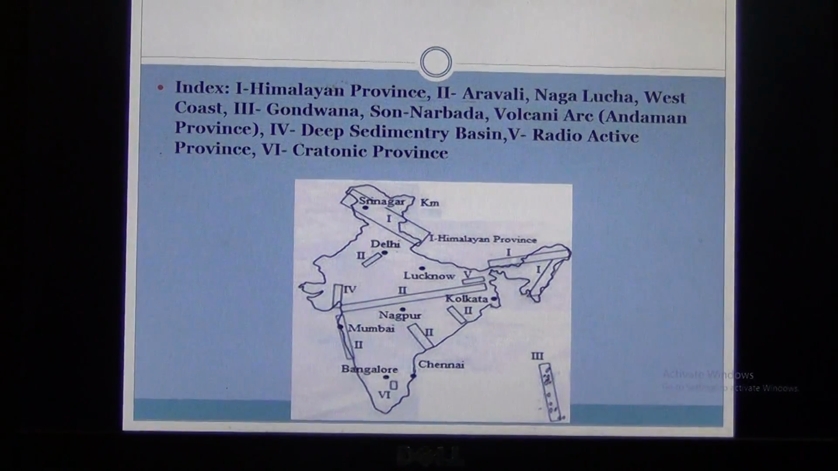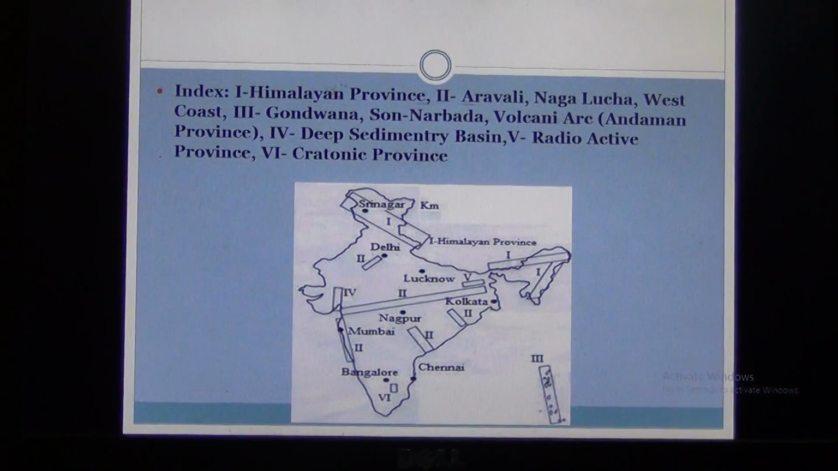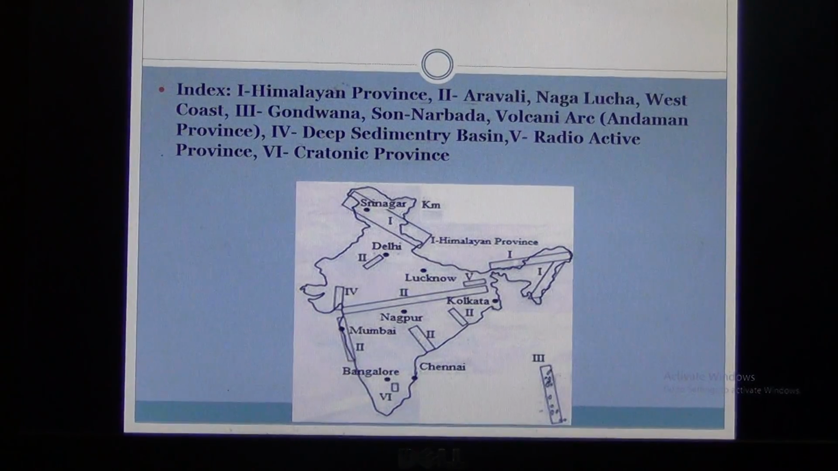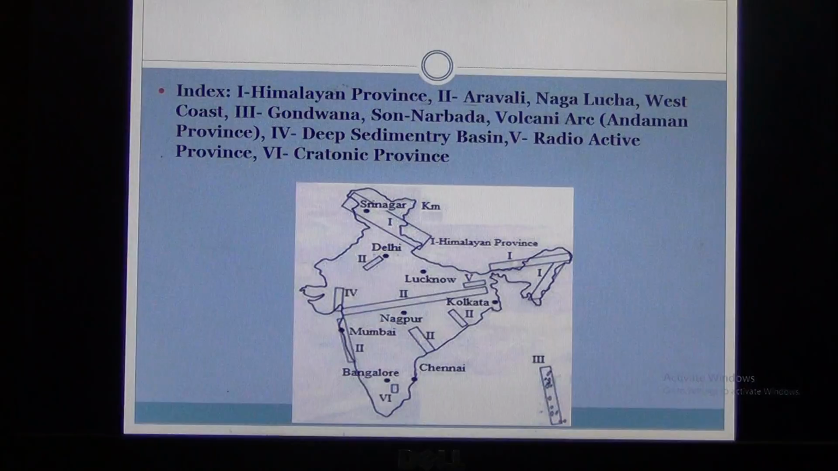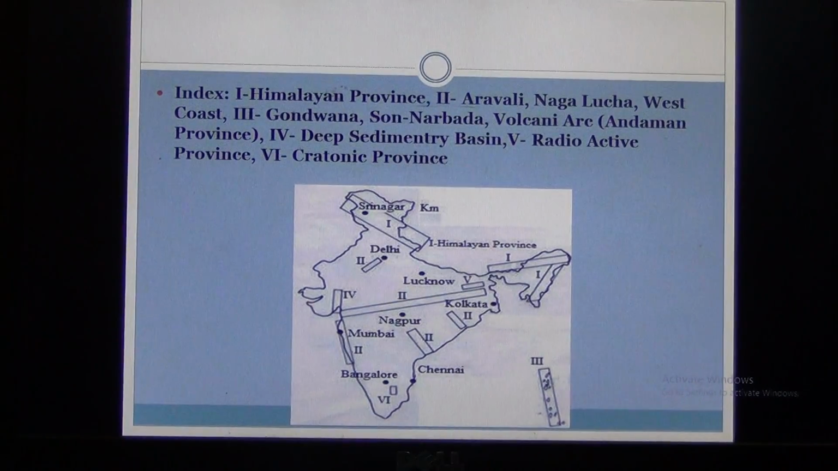So this is the main diagram where index 1 shows the Himalayan province, second is the Aravalli, Naga-Lushai, West Coast, third is the Gondwana, Son-Narmada, Volcanic Arc, Andaman province, fourth location is the Deep Sedimentary Basin, fifth is the Radioactive province, and sixth is the Cratonic province.